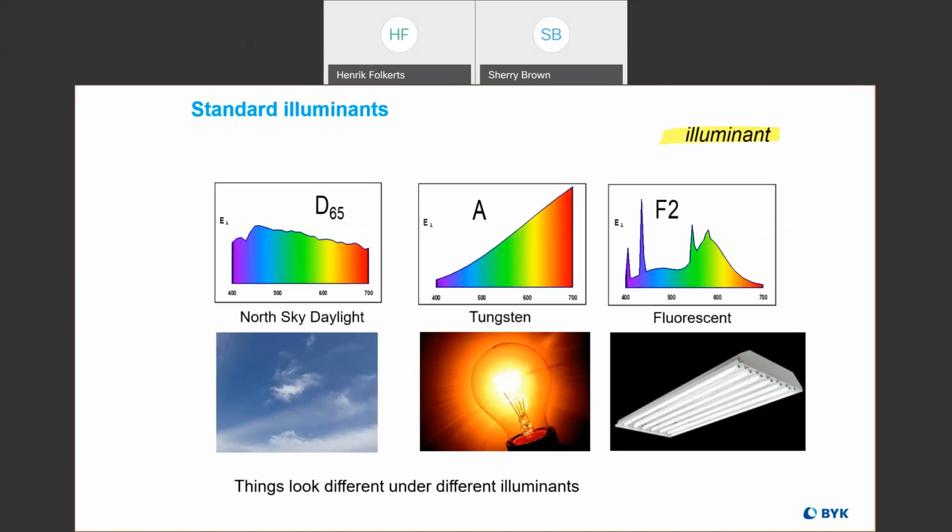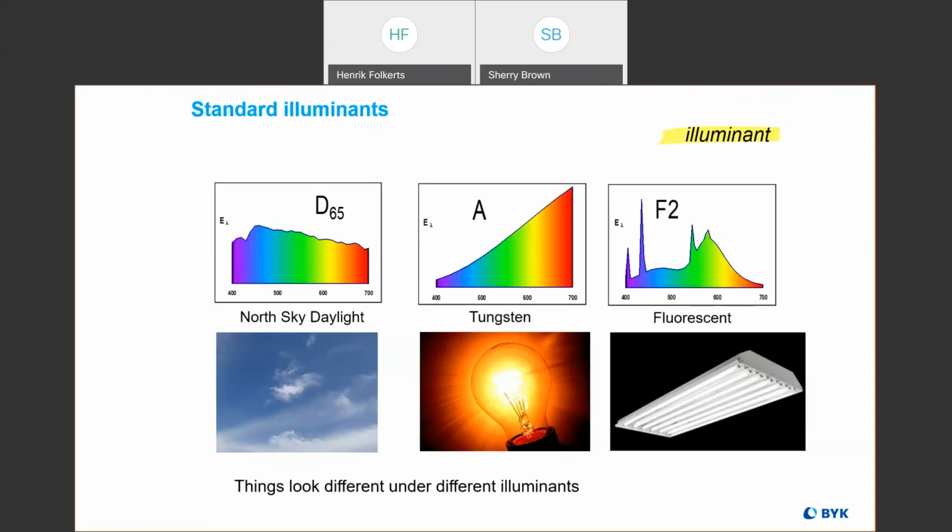So here we have a set of what we call standard illuminants. I mentioned there is a subtle difference between illuminant and light source, although they're often used interchangeably. A light source is actually a physical object that emits light, such as a light bulb or a lamp. A lamp is a light source. An illuminant is actually just a set of values that make up what we call the spectral power distribution of one of these standard illuminants.